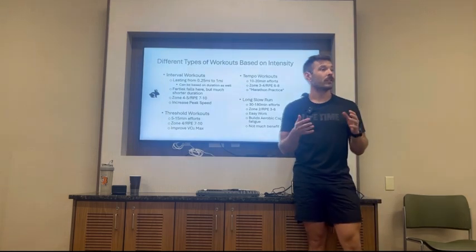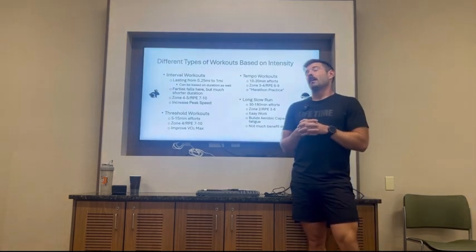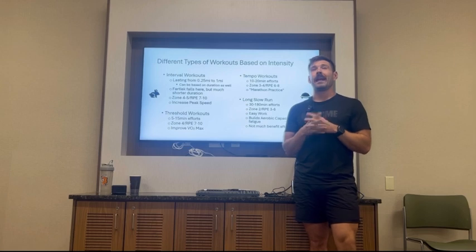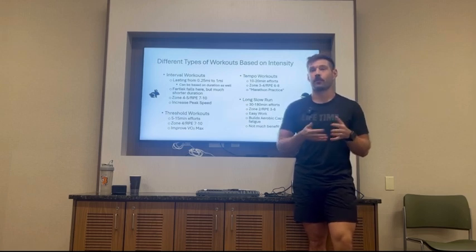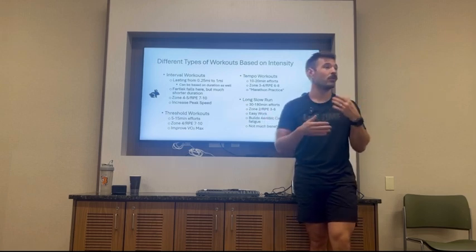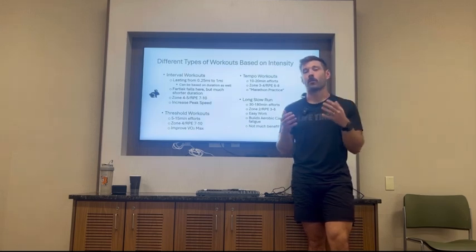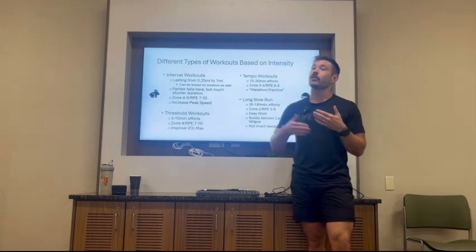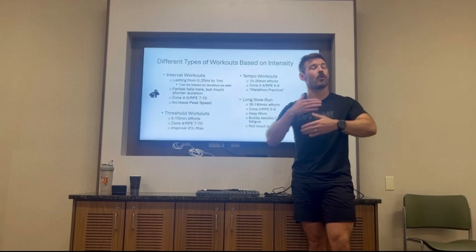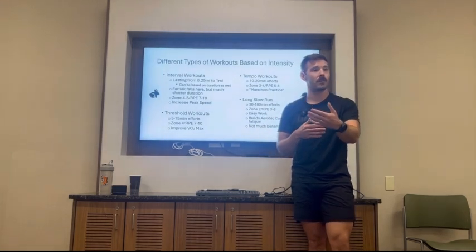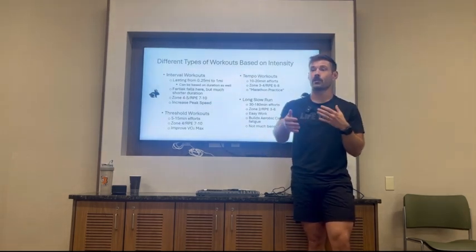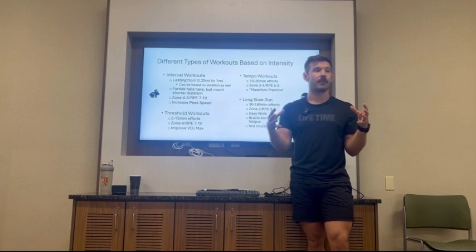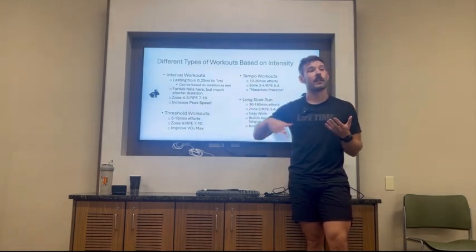Now, what you want to do with intervals is you want to progress them. One way that you could really work them is, let's say I'll give an example of 8 by 400 in your first block of training. So maybe 2 to 3 weeks you do 8 by 400. Then in the second block, if you want to get a little bit further, see if you can hold that same pace for 800 meters, you would just do 4 by 800.